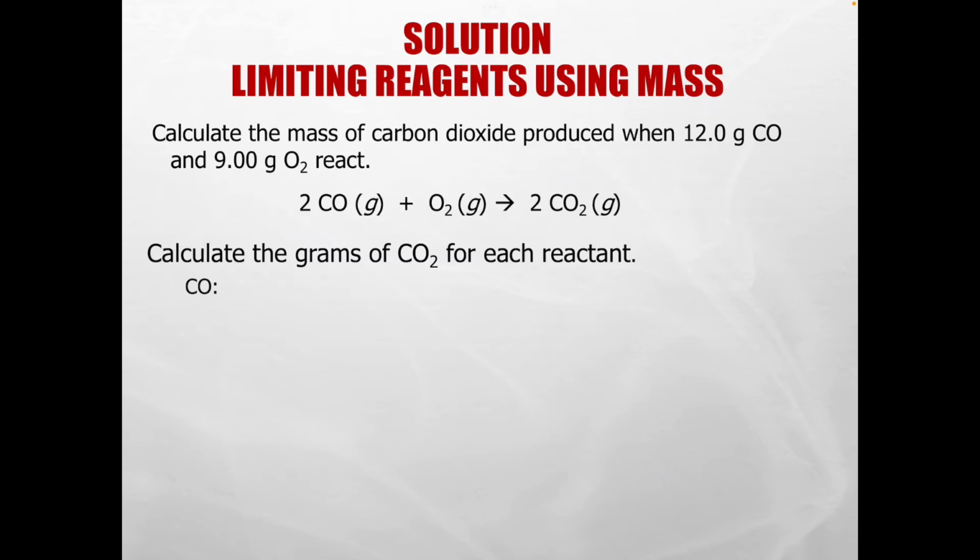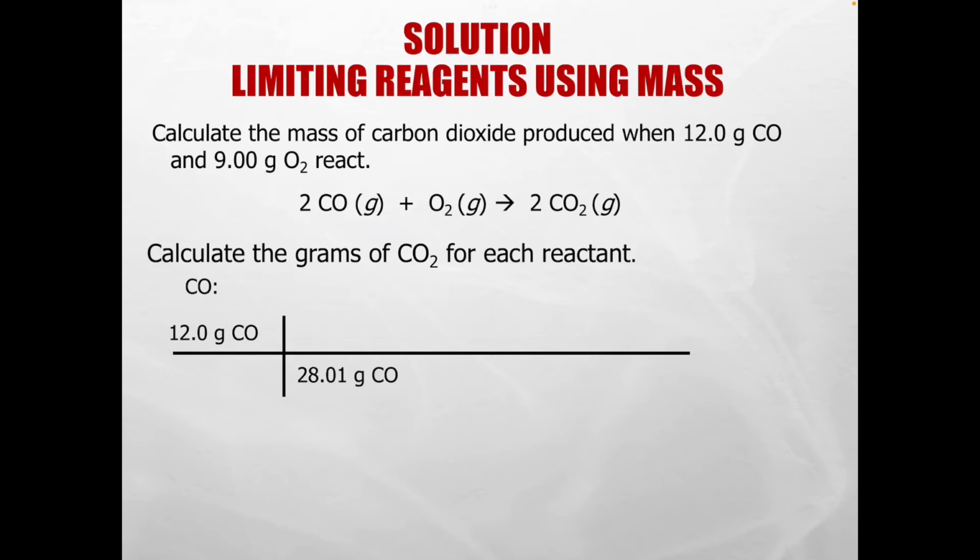If we assume that carbon monoxide is limiting, then we'll start with our 12 grams of carbon monoxide. We know we're going to have to change compounds, right? We're going to have to find out information about carbon dioxide. So in order to do that, we need to change compounds, which means we need to be in moles. We're not in moles right now, so we're going to use our molar mass to turn grams into moles. So our molar mass will go on the bottom because grams has to cancel grams, and 1 mole will go on the top.